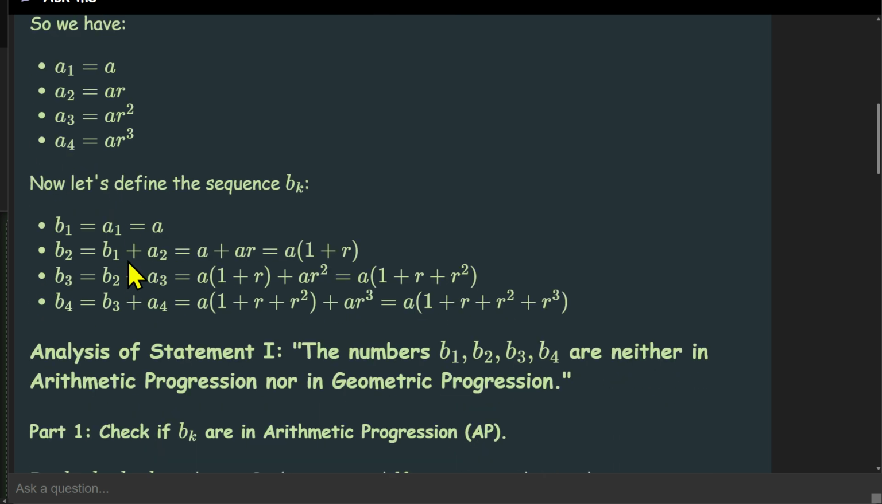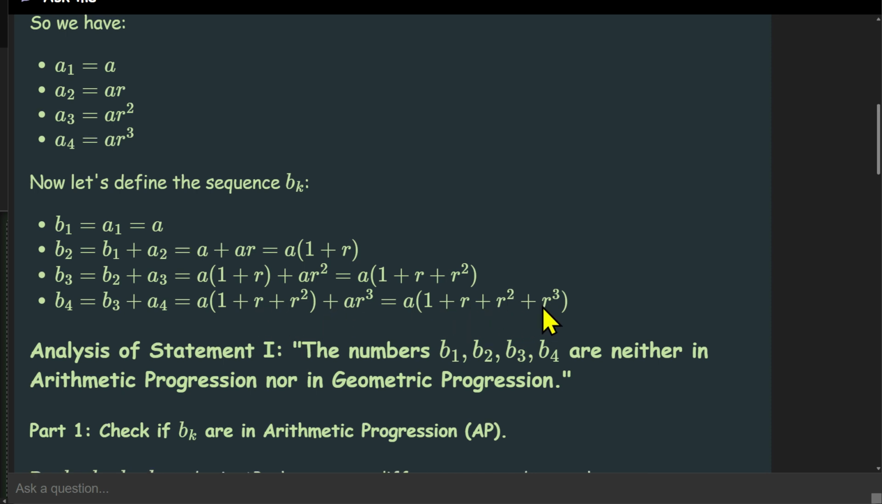Let's define the sequence bk. So b1 equal to a1, that is equal to a, right? b1 equal to a, this is given. b2 equal to b1 plus a2, that is equal to a plus ar, meaning a common, so a times 1 plus r. b3 equal to b2 plus a3, this is given, right? Meaning a times 1 plus r plus r square. b4 equal to b3 plus a4, so a times 1 plus r plus r square plus r cube.